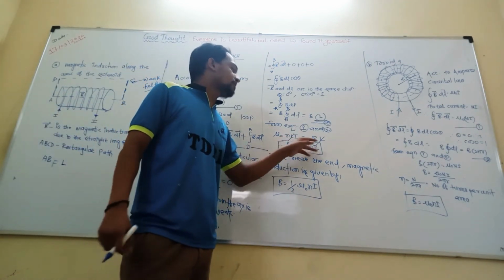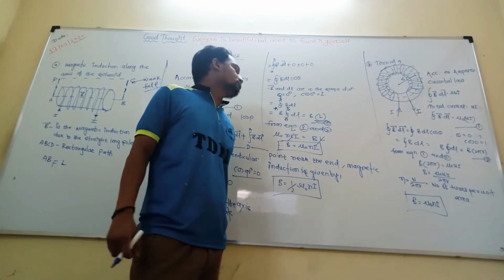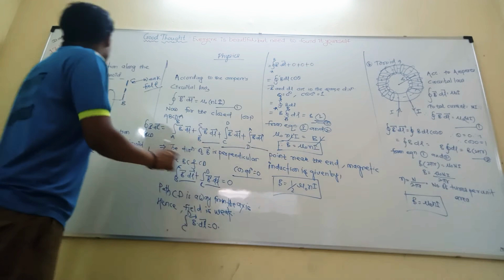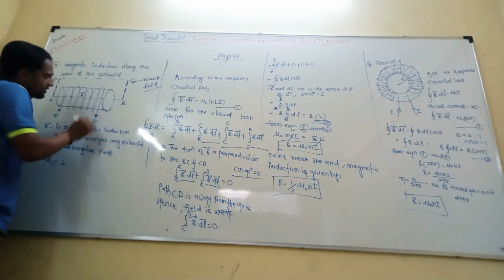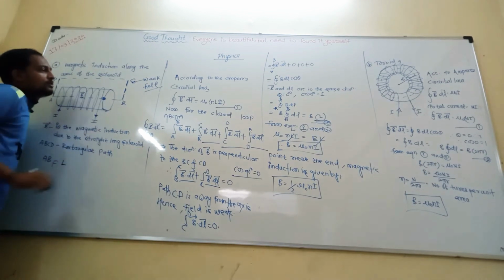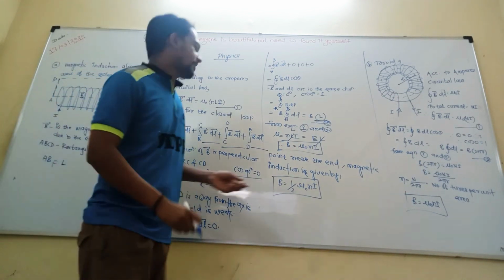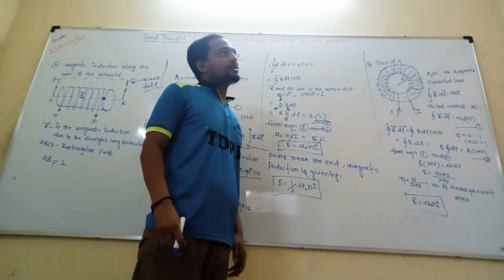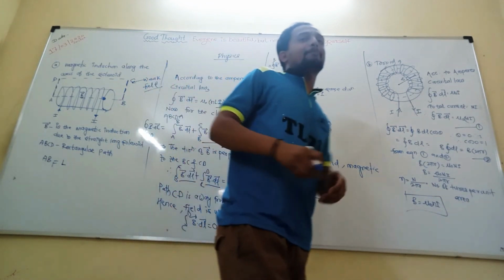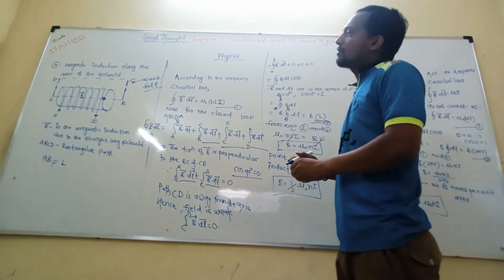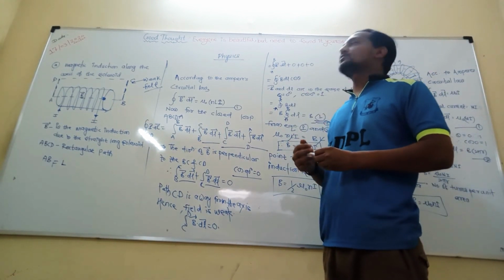L cancels, so B is equal to mu 0 N i. This is the field along the axis of the solenoid at the center. If we have to find the field nearer to the end of the solenoid, then B is equal to one half mu 0 N i. So this is an application of Ampere's circuital law, in terms of the solenoid.